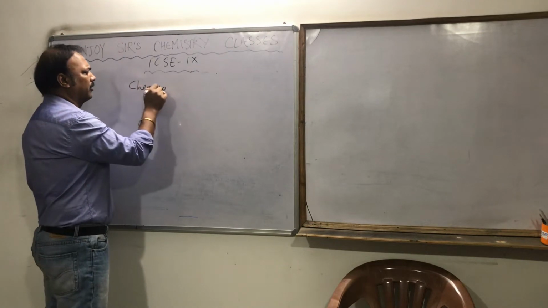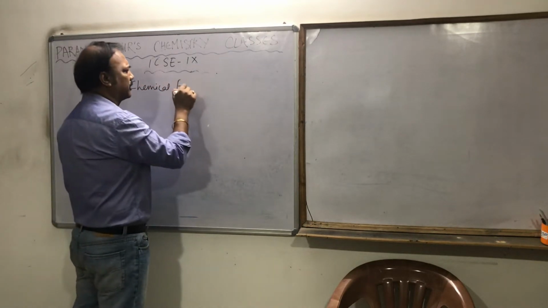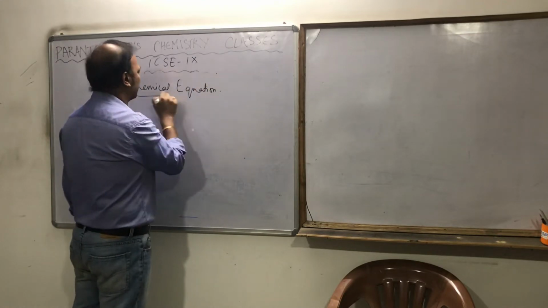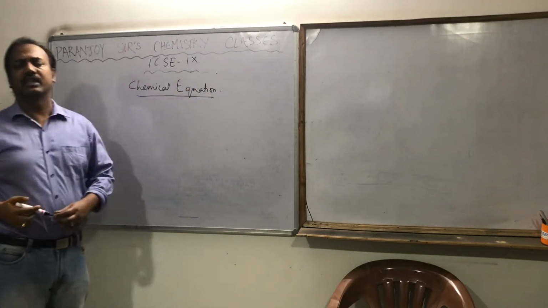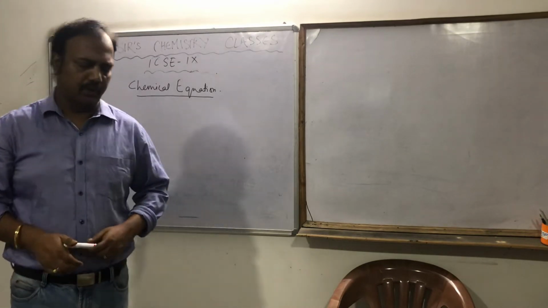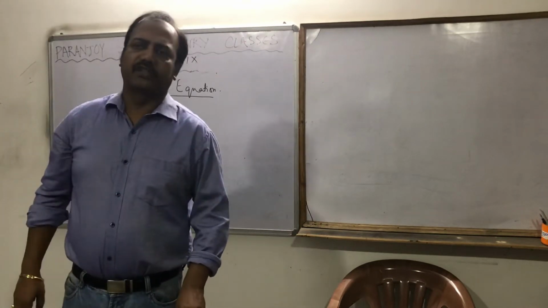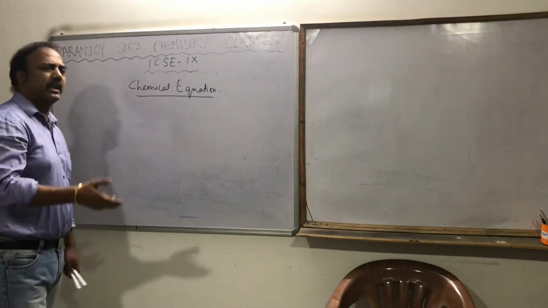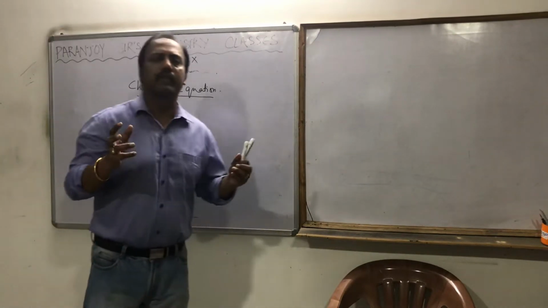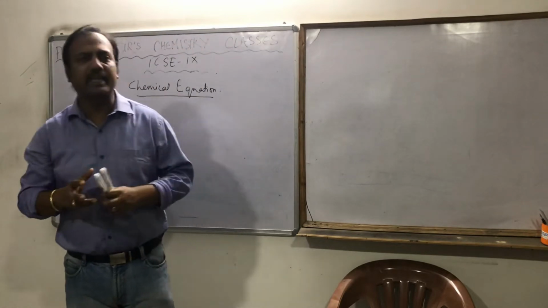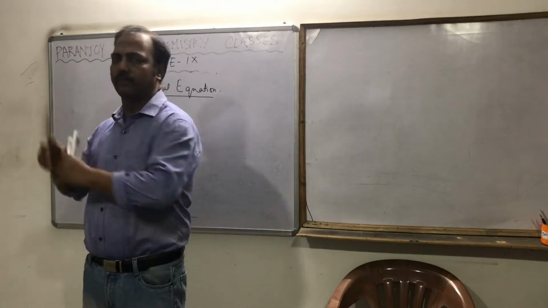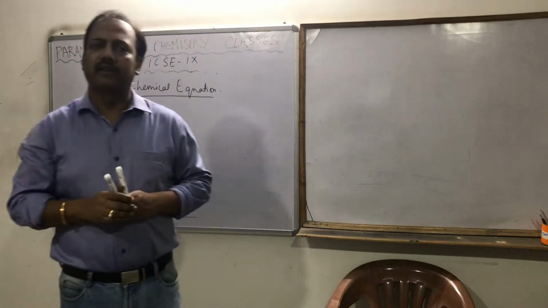Chemical reaction, or better I'll say, chemical equation. Now, what is a chemical equation? Some chemical reactions are taking place. Chemical reactions mean what? When certain chemicals are combining chemically, that is permanently, and changed into some other chemicals, that is called a chemical reaction.